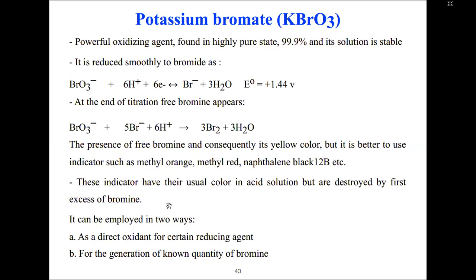So the two main uses, or the two main significances, of potassium bromate: it can be used as a direct oxidant for certain reducing agents. That means it can be used directly. You know the concentration of bromate, you directly react it with another reducing agent and you determine the concentration of that reducing agent. Or you can use it to produce a certain amount of bromine, like the second reaction given here. You can use this bromate to form bromine. Then you can use this bromine for other reactions, which we'll be discussing now. So these are the two major advantages of bromate.